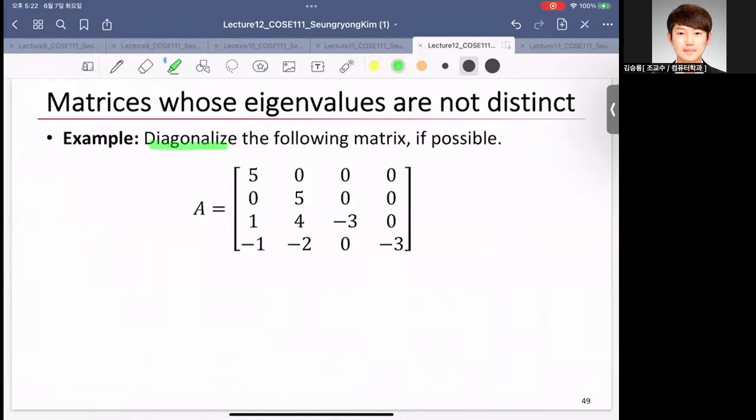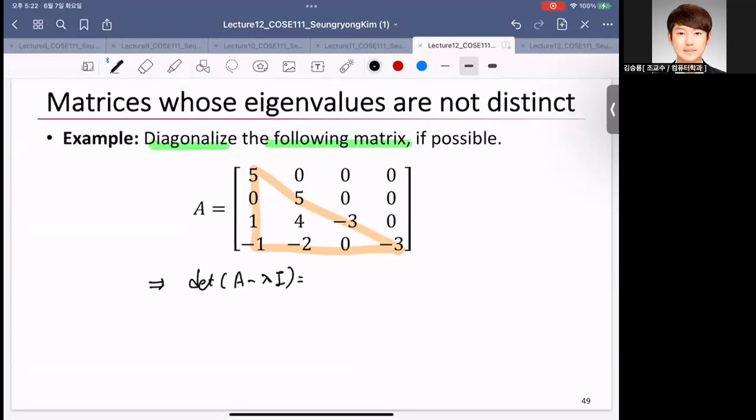Let's diagonalize the following matrix if possible. First of all, our input matrix A is a triangular matrix. So first of all, we have to find the eigenvalues for this matrix A, right? So how can I find eigenvalues? We have to consider the determinant of A minus lambda I, right?